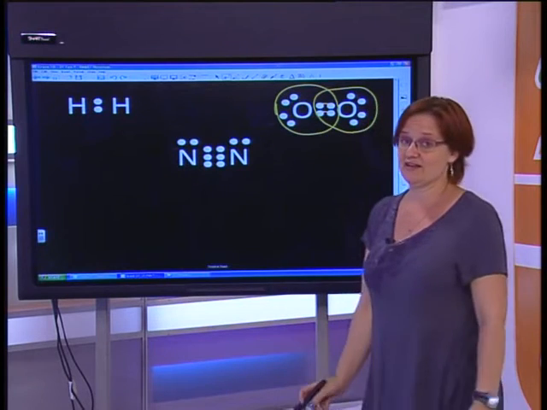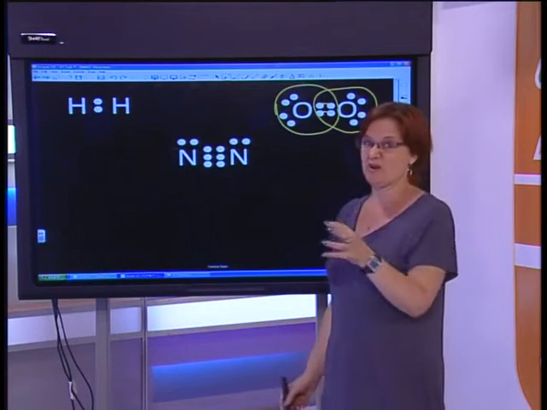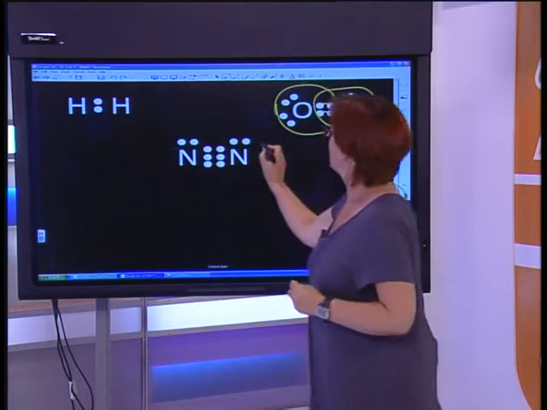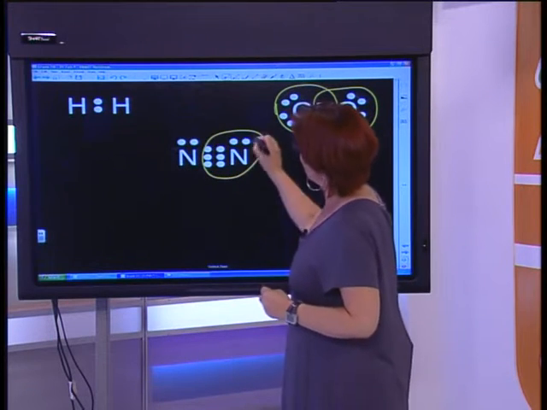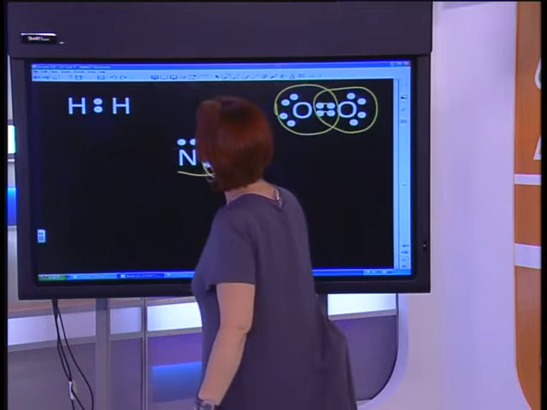Nitrogen's the same. Now, this is why nitrogen forms a triple bond. It's also why nitrogen is so inert, because this triple bond is extremely strong. If I circle that nitrogen, it has 8 electrons. If I circle my other one, it also has 8 electrons.